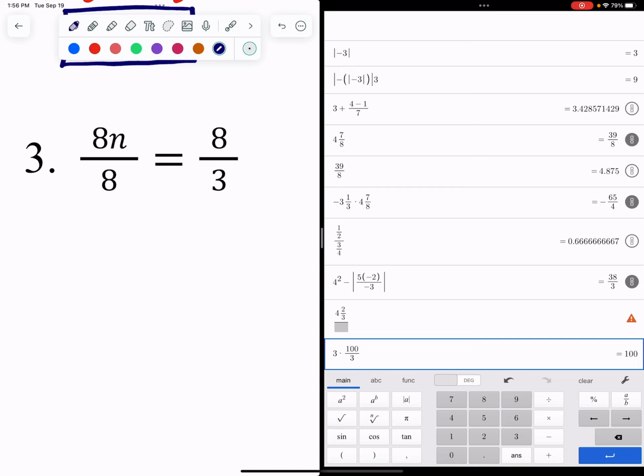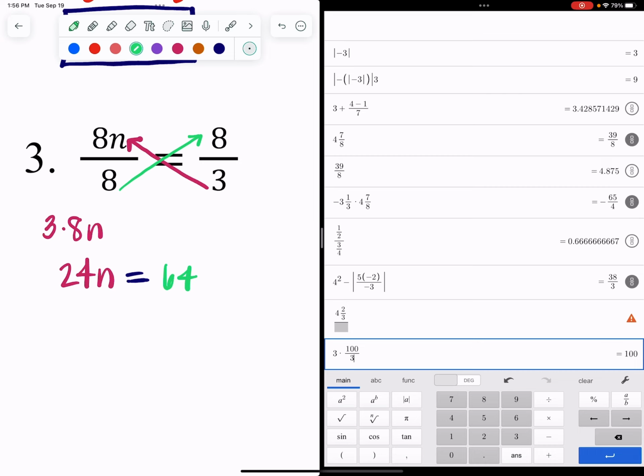Same process. Multiply this direction. When you multiply a coefficient and a variable, so the 8n, by a 3, what you're really doing is 3 times 8 and putting the n on the back. So that becomes 24n. Then I'm going to multiply the other way, and I get a 64.